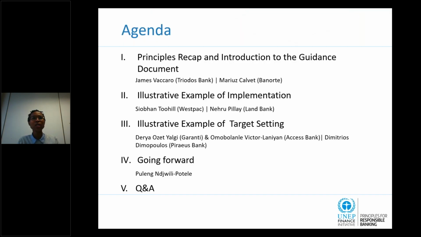So I will just move to the agenda here. We will begin with a presentation recapping the principles and then an introduction to the guidance document. We'll move into the illustrative example of implementation that I just mentioned a moment ago, and then into the illustrative example of target setting, which forms part of this example. All of this information can, of course, be found in the guidance document, which is available online, and you should also have received these slides by email.